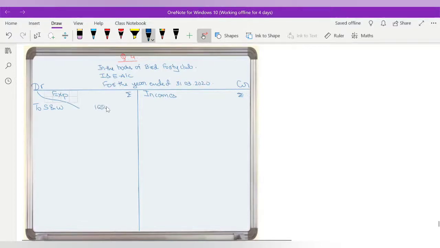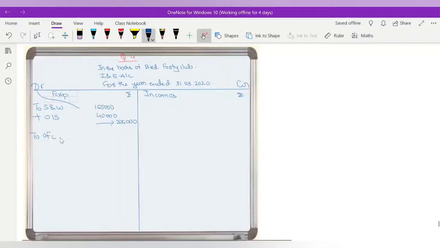1,65,000. We will write it in the inner column. Plus outstanding for the current year. How much is the outstanding salary and wages? Outstanding salary for 2020 is how much? 40,000, given in adjustment number 2, right? So add that 40,000. So in the outer column it will be 2,05,000, right? Next, office expenses, no adjustments, directly take it in the outer column, 35,000.